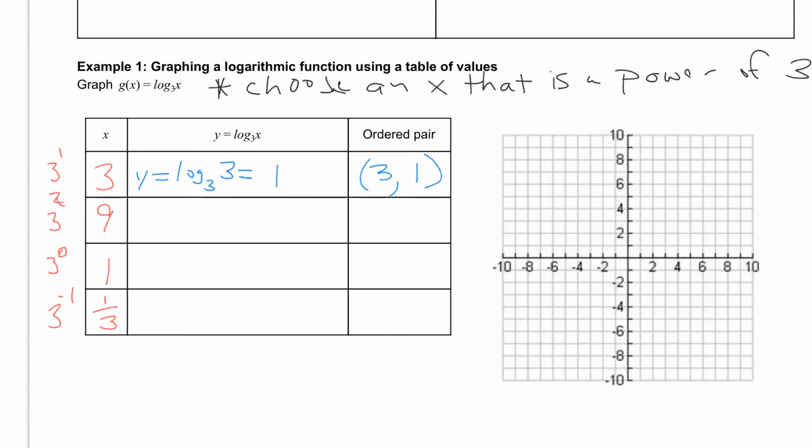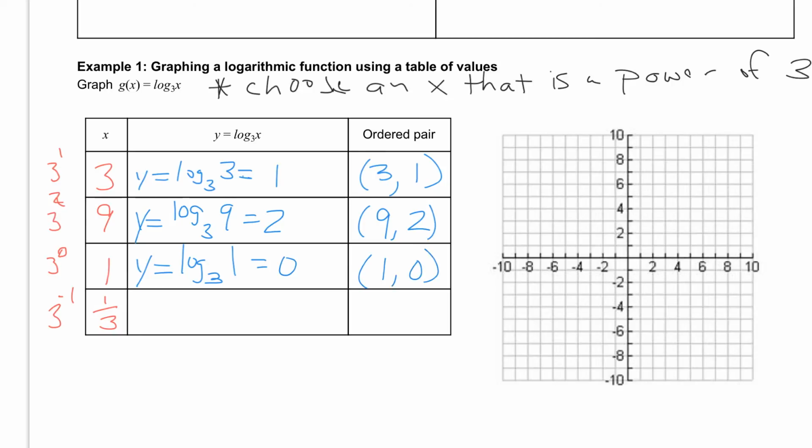If I do 9, I'd have y equals the log base 3 of 9. So now I'm thinking 3 raised to what power is going to be 9? And that's going to be 2. So I have the ordered pair 9, comma 2. If I do 1, I get y equals the log base 3 of 1. So now I'm thinking 3 raised to what power will give me 1? And that would be 0. So I have the point 1, comma 0.